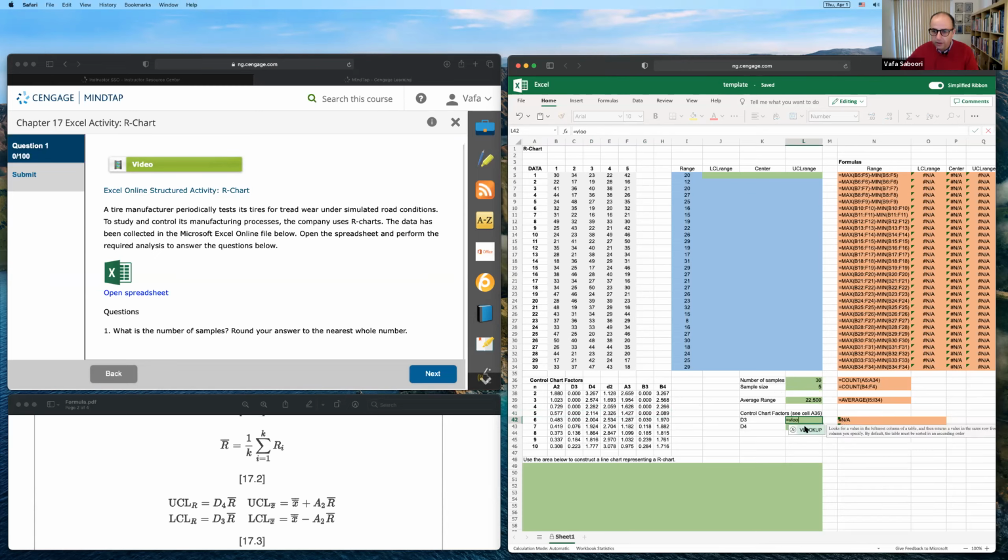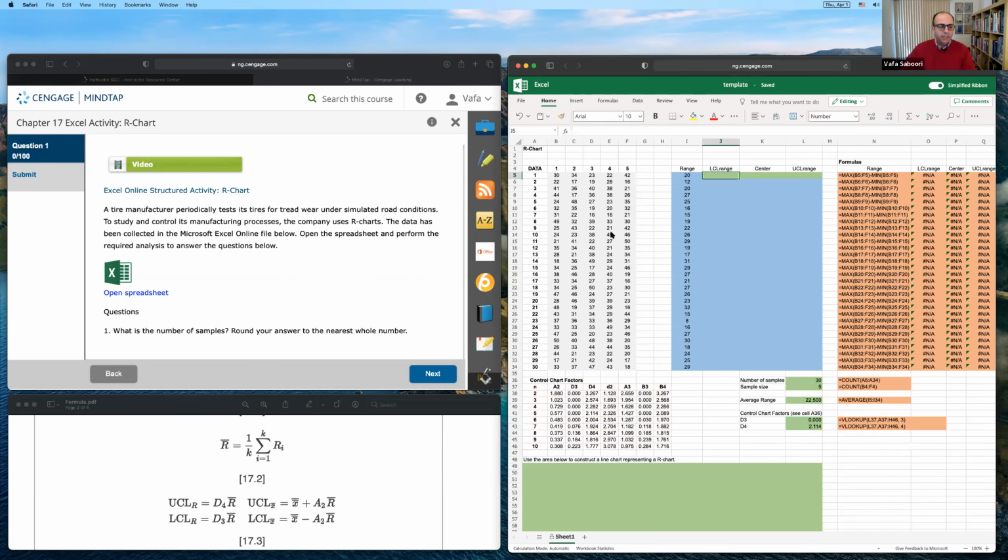So use VLOOKUP, and the value that we are looking up is the sample size. And then the array that we are looking up from is this whole table. And then the column index for D3, it is in the third column, 1, 2, 3. So we'll say 3, and that's going to give me my D3. And the same formula, only with the column index of 4, is going to give me my D4. So I'm basically repeating the same thing, only the last piece of my argument is 4. So now I have my D3 and D4.